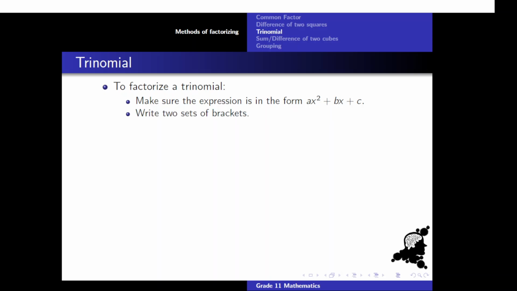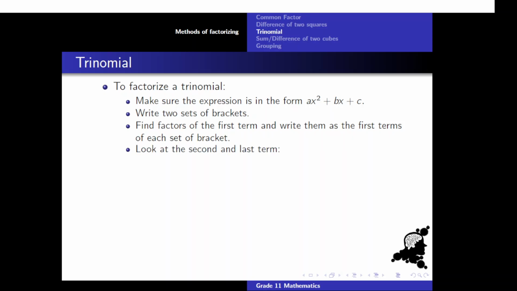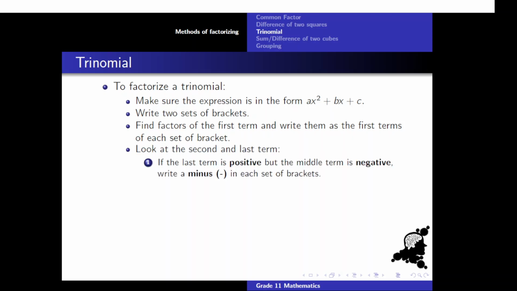I know you have. You write 2 sets of brackets. We need to find factors of the first term and write them as the first terms of each set of brackets. You need to then consider the second and last term. If the last term is positive but the middle term is negative, you put a minus in each set of brackets. In other words, what we're saying is, if the last term is positive, your signs will be the same. If the middle and last terms are positive, the plus sign is in each bracket.